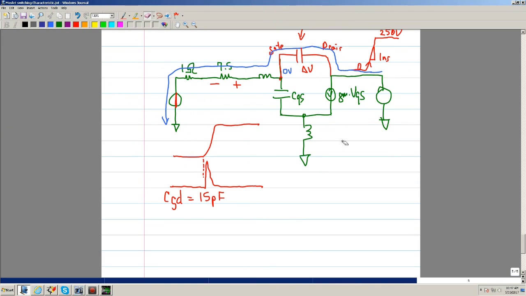Let's examine that a little bit, and see if we can calculate that and see if it comes in agreement. So basically we want to calculate this I gate. The I gate is going to be C dV/dt. In our case, we have 15 pico and the delta is 250 volts. So that's the delta between right there. And since we're switching with a slope of 10 nanoseconds, let's see what we get.